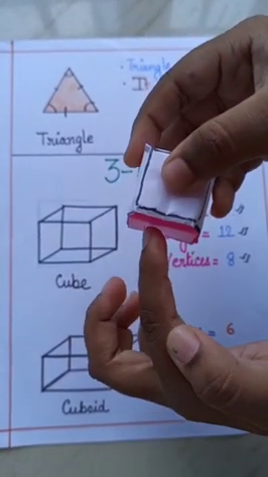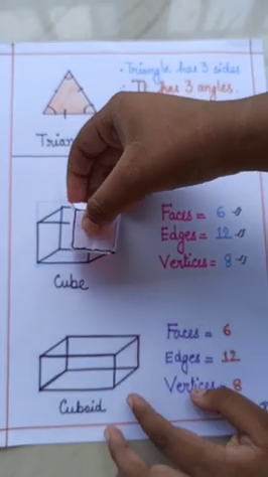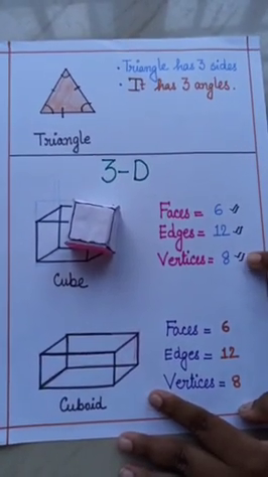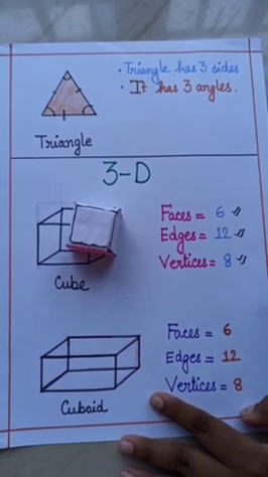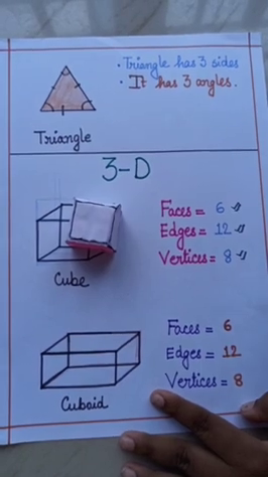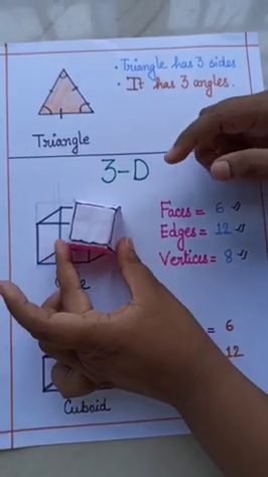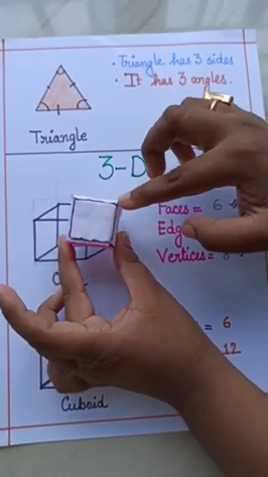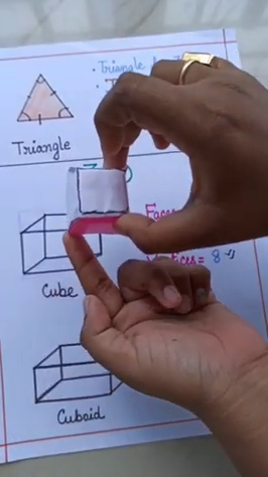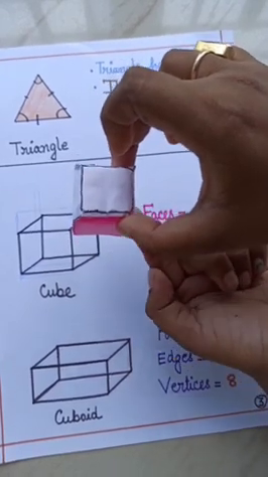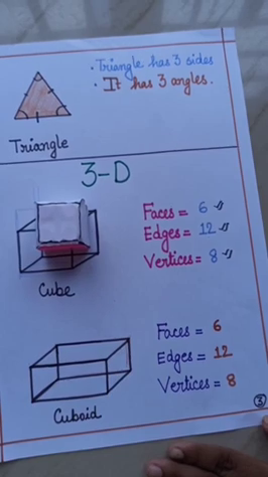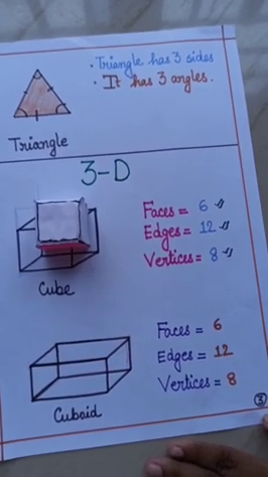In this way there are 12 edges and the third one is vertices. How many vertices are there? 8. And now do you know the meaning of vertices? Vertices means corners. Okay, we will count the corners. See, these are the corners. 1, 2, 3, 4 and at the bottom also 5, 6, 7, 8. So, a cube has 6 faces, 12 edges and 8 vertices.